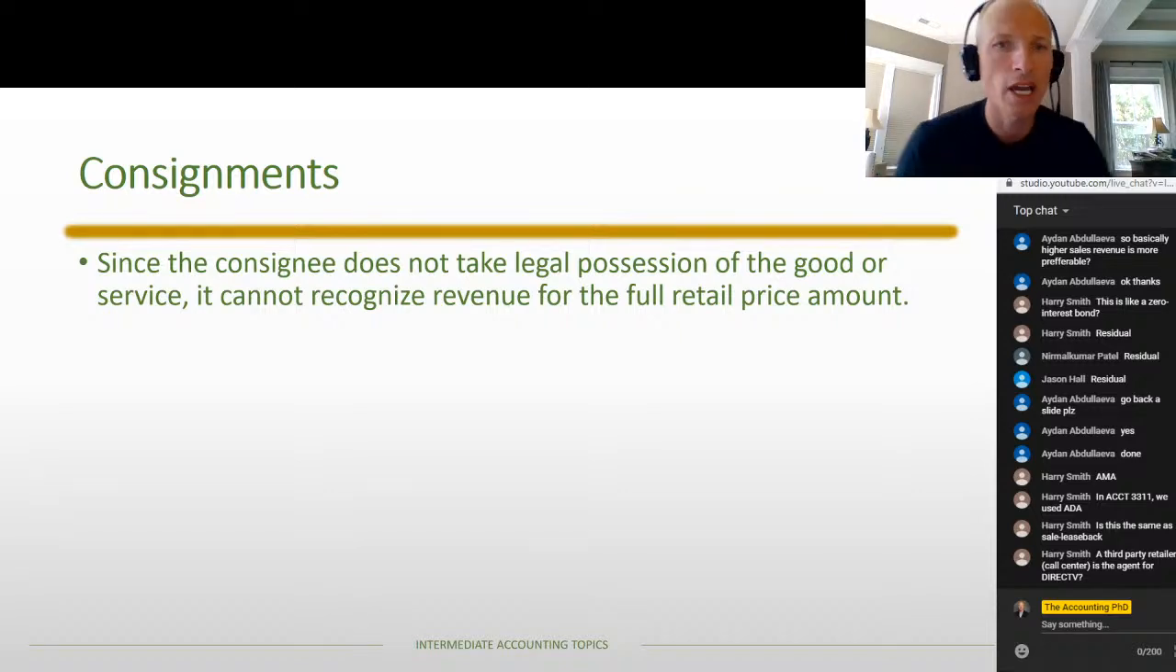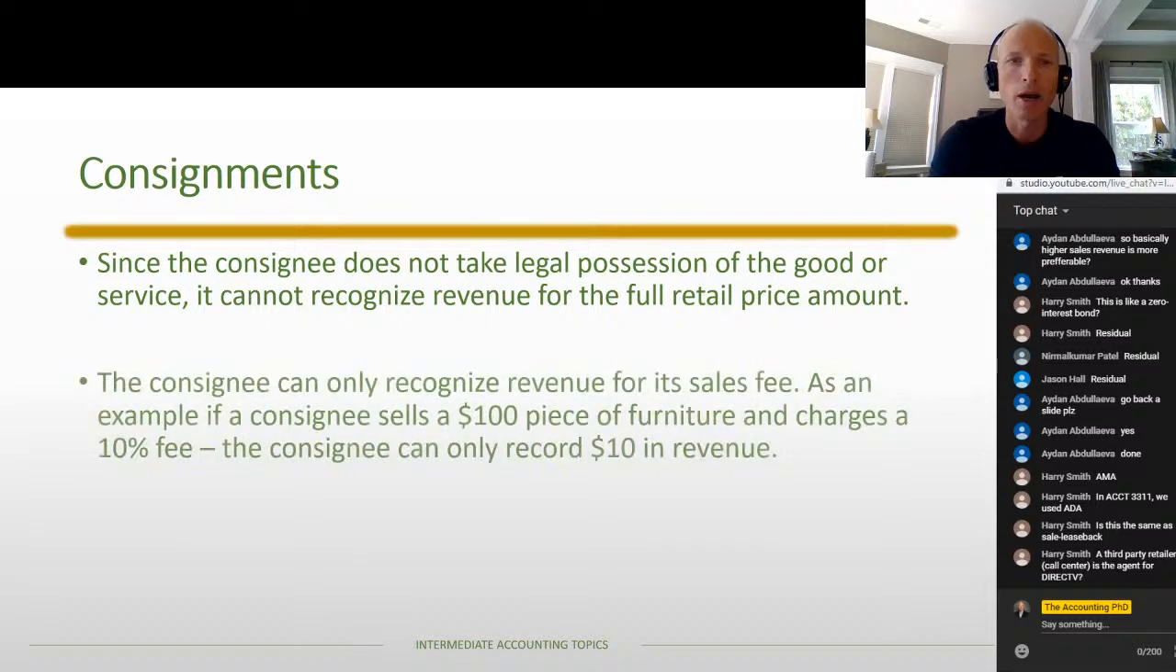Since this consignee does not take legal possession of the good or service, it cannot recognize revenue for the full retail price amount. The consignee can only recognize revenue for its sales fee. As an example, if they sell a $100 piece of furniture and charge a 10% fee, the consignee can only record $10 in revenue, kind of like the agent in the situation we just highlighted before.